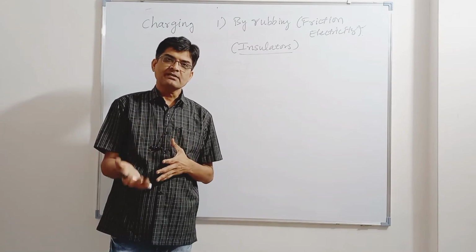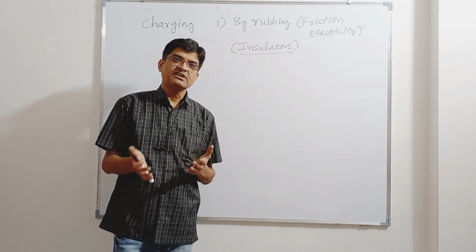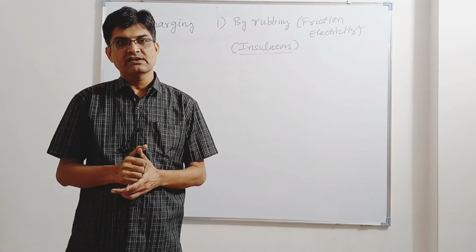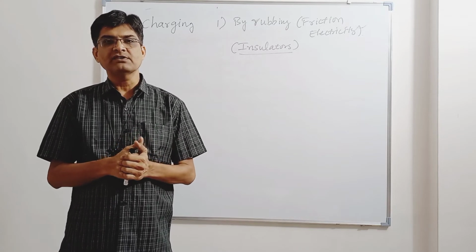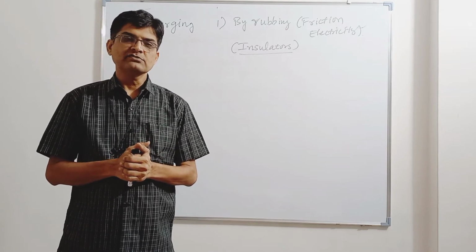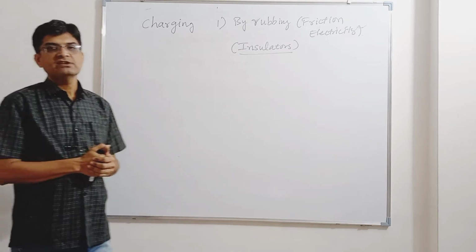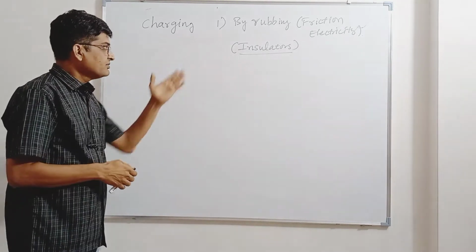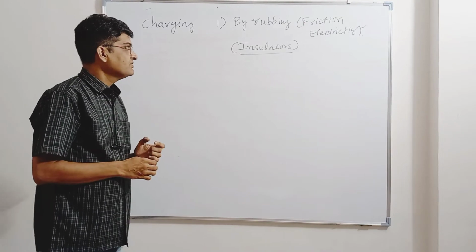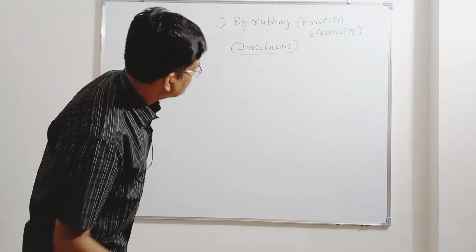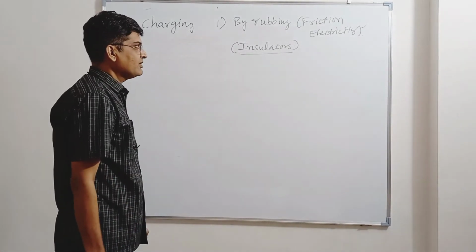Which objects become positive and which become negative depends on their atomic structure. You must have learned some basics about it in your chemistry class also, and we are also going to learn it in part 2, in atoms and nuclei, right? So that is about charging by rubbing. We know that static electricity is there because of rubbing.